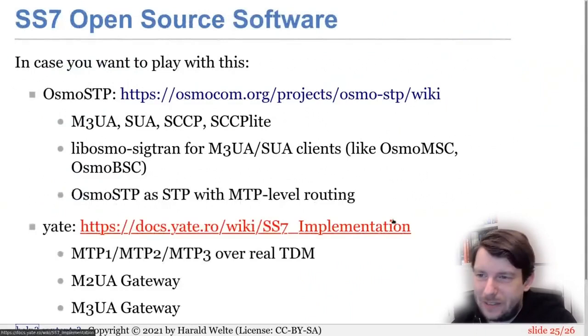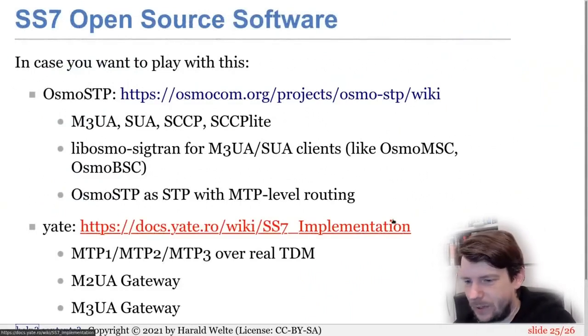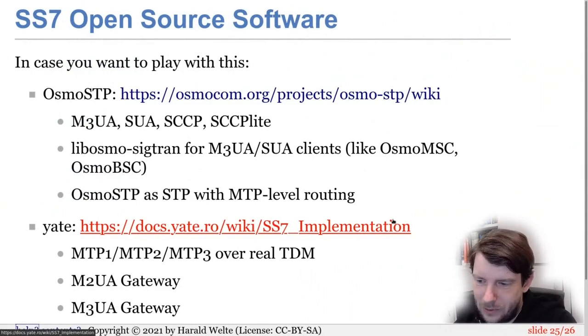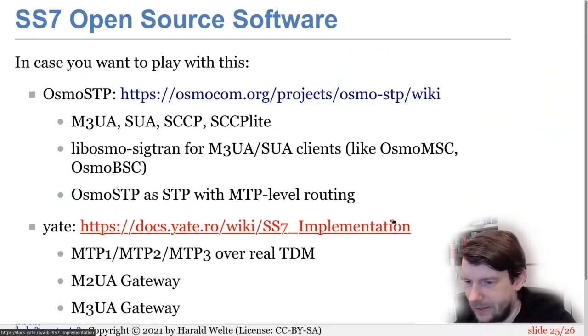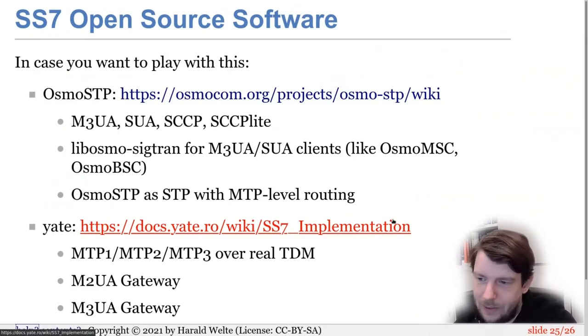Now, if you want to play with any of that, there are two software packages that I personally find rather useful. One is OsmoSTP. It's the Osmocom implementation of a signaling transfer point. However, it only supports SIGTRAN. It doesn't support classic TDM-based SS7. It also comes with a client library, libosmo-sigtran, which allows you to implement applications that then register as clients or as ASPs towards a signaling gateway like OsmoSTP. And OsmoSTP does the MTP level routing and all of that.